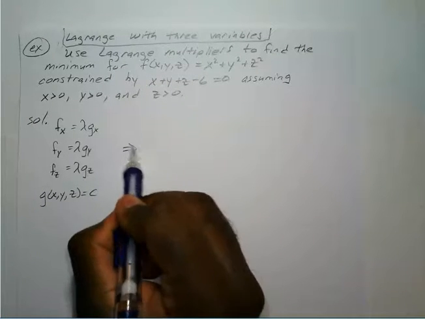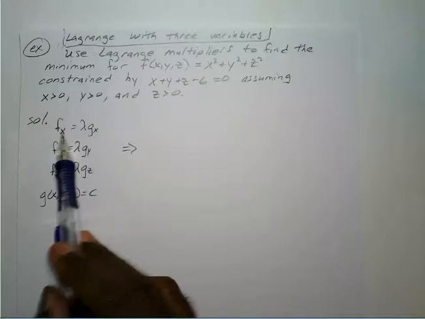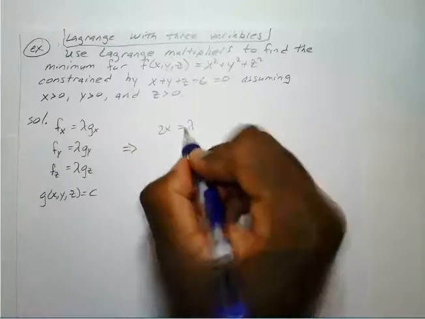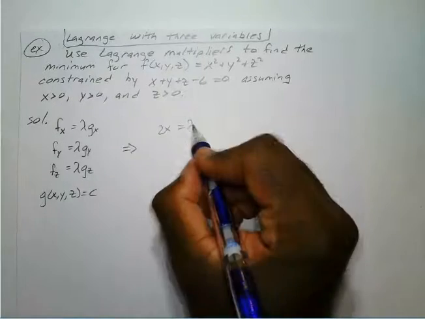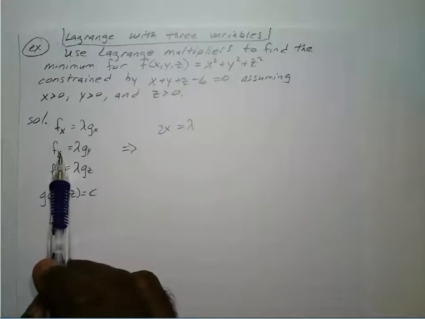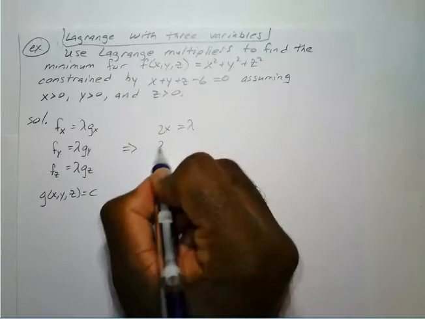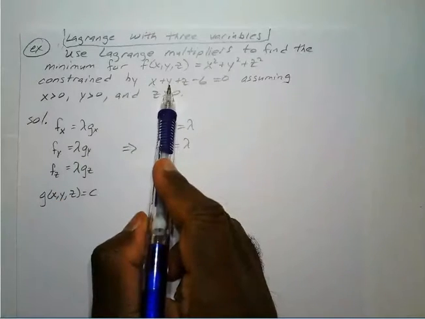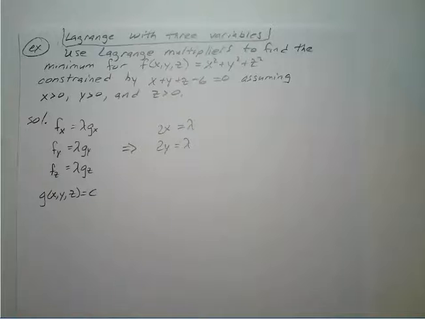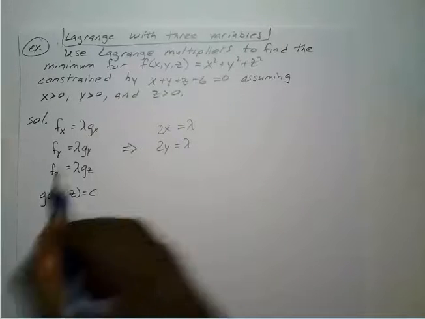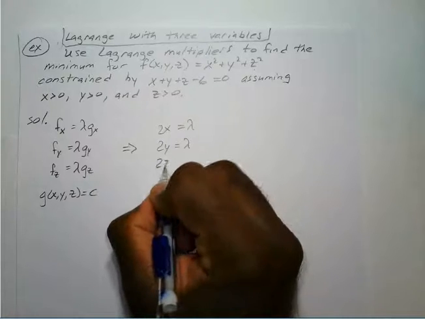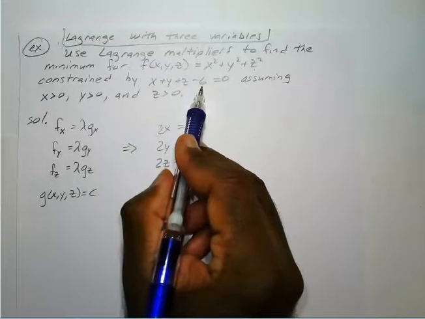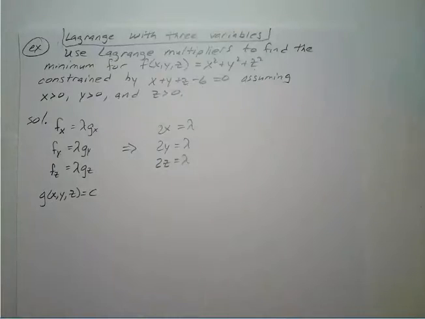Okay, so if we do all of these, our partial of f with respect to x is 2x. And we have lambda times our partial of g with respect to x, which is just 1. So that's just lambda. Okay, so our partial of f with respect to y, 2y, equals lambda times our partial of g with respect to y, which in this case is just 1. So it's 1 times lambda again. Partial of f with respect to z is 2z, equals lambda times our partial of g with respect to z, which is just 1. So that's 1 times lambda again.